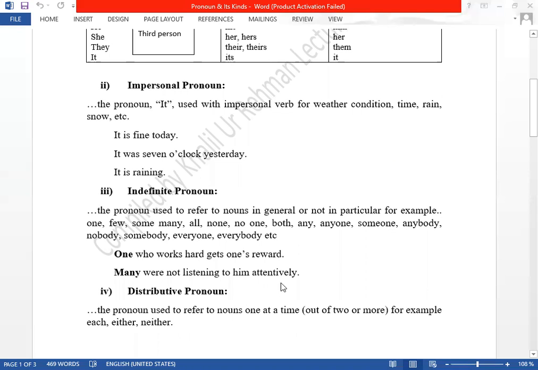Then we come towards indefinite pronoun. Indefinite pronoun is a pronoun that is used for things or nouns, we should say, in general, but not in particular.